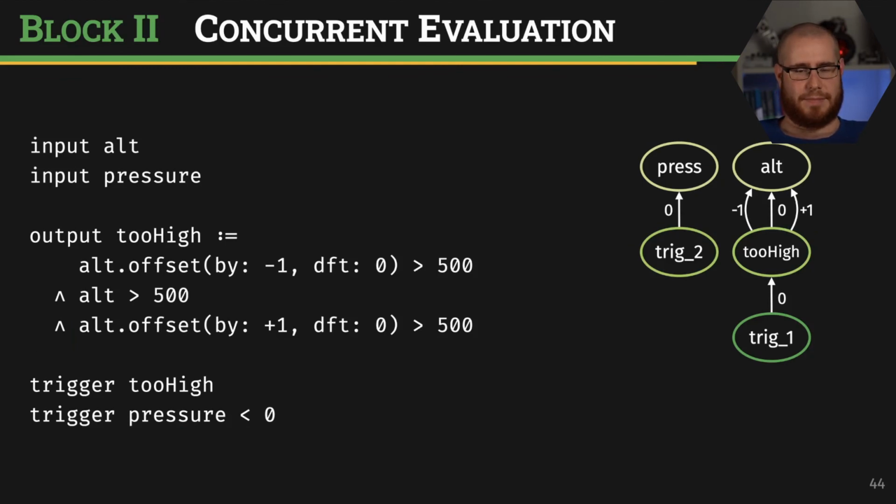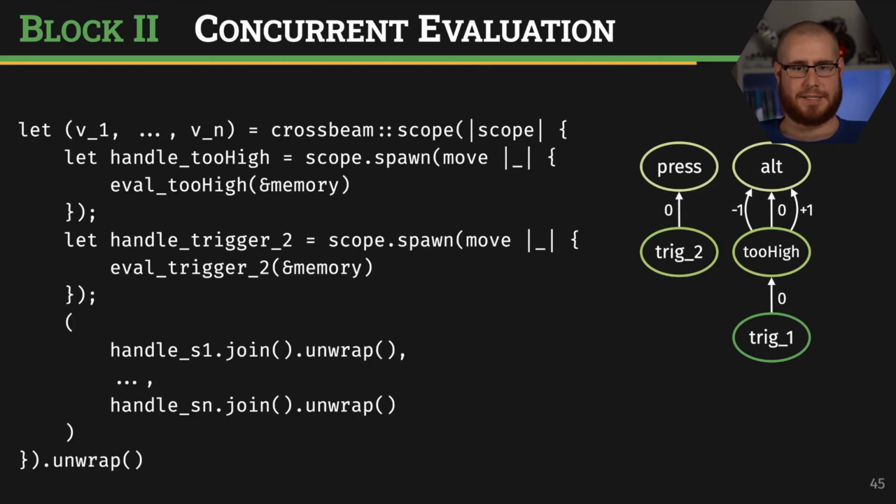So assume we extend the specification a little bit by adding another sensor, a pressure sensor, and doing some computation on this. In this case, we just check whether it's below 0. Now we can compute the dependency graph once again. And as I mentioned before, the computation of trigger 2 and the evaluation of too high is independent, so we can do this in parallel. And this is perfectly possible in software.